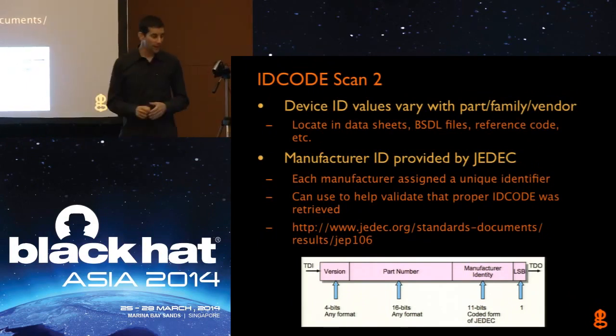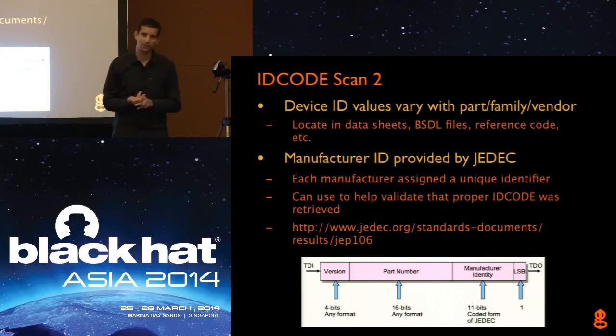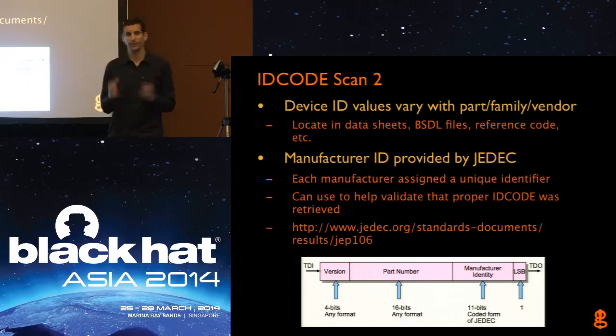And the device ID is going to vary with part number, with family, with vendor. Usually it's documented within the data sheet of the part, or maybe in a BSDL file, which are used for JTAG connections, a boundary scan description language. Usually what I'll do, and I'll show you this when I give the demo, is when you successfully find an ID code, you just do a Google search for that ID code, and it will probably come up with some website telling you what the part is, which is cool. And then you can validate and verify that you have the right one.